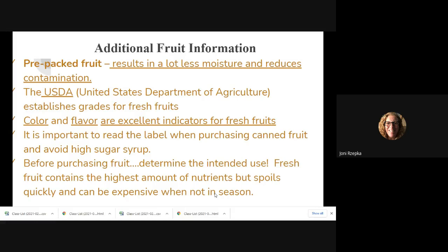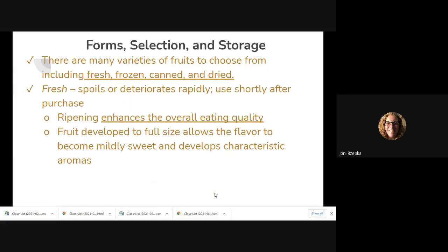All right, I'm going to move on to the next one here. All right, so forms, selection, and storage. There's many varieties of fruits to choose from. In the selections of fruits, you have fresh, frozen, canned, and dried. So that's how they come. Like I was just telling you, fresh spoils a lot faster and deteriorates very quickly. So you want to make sure that you're going to use it soon after you buy it, because it won't be good for you if you don't.